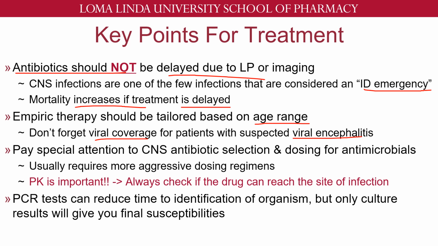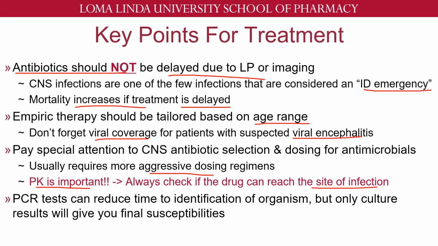As pharmacists, we need to pay special attention to CNS antibiotic selection and dosing. Remember again, these antibiotics require a more aggressive dosing regimen. So if you ever verify an order where CNS infection is the indication, always, always, always make sure that they are using the right dose. And then PK is important too. If a provider tries to prescribe Zosyn, tell them, hey, this actually won't even get into the brain, so you will not be treating the infection.